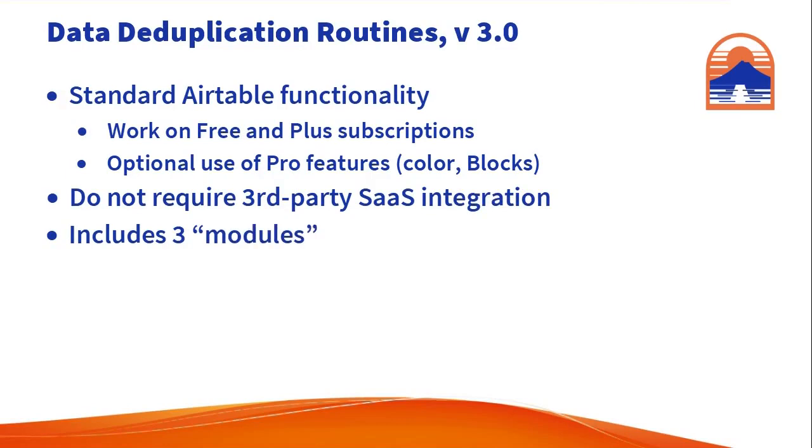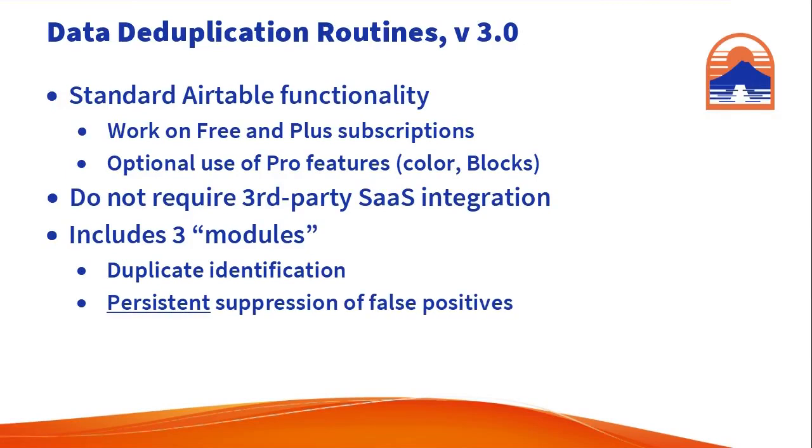The routines contain three modules, so to speak, discrete sections of rule sets. First is duplicate identification, which provides core dedupe functionality. Second is persistent suppression of false positives, that is, of apparent duplicates that, upon inspection, prove not to be duplicates after all. Persistent suppression means that false positives that are flagged as such during a deduplicating run through the base do not reappear during subsequent passes. And third is merging of true duplicates.